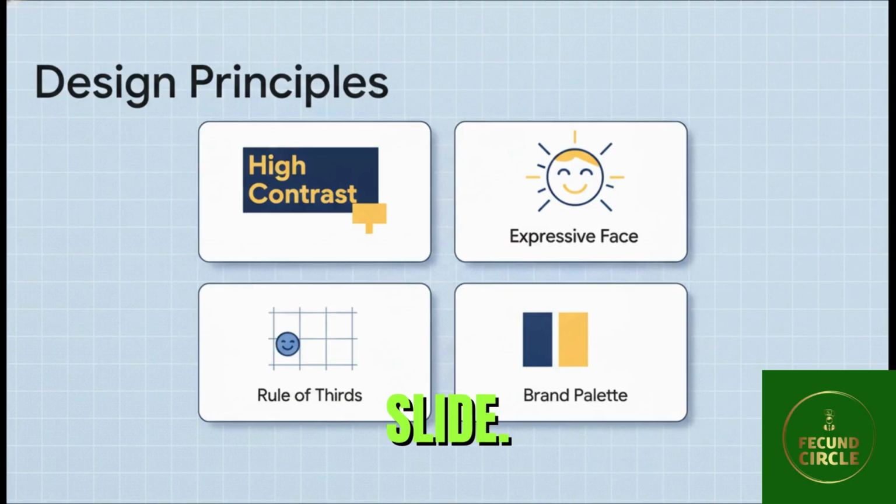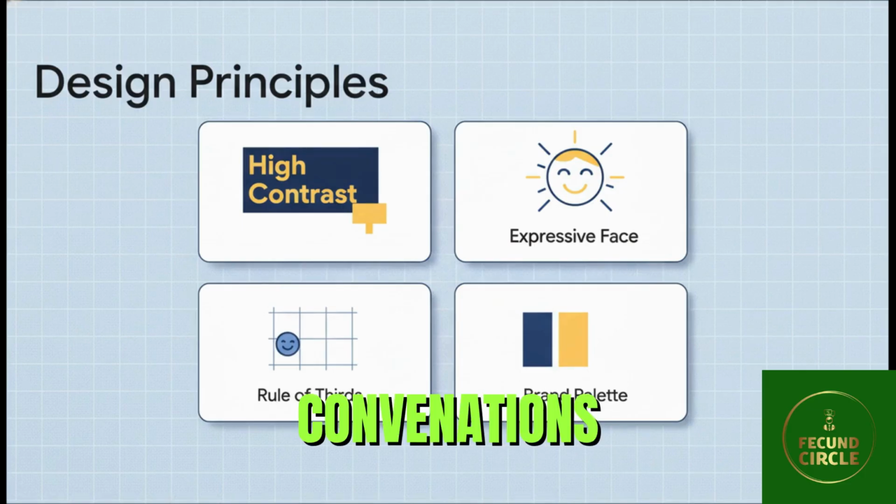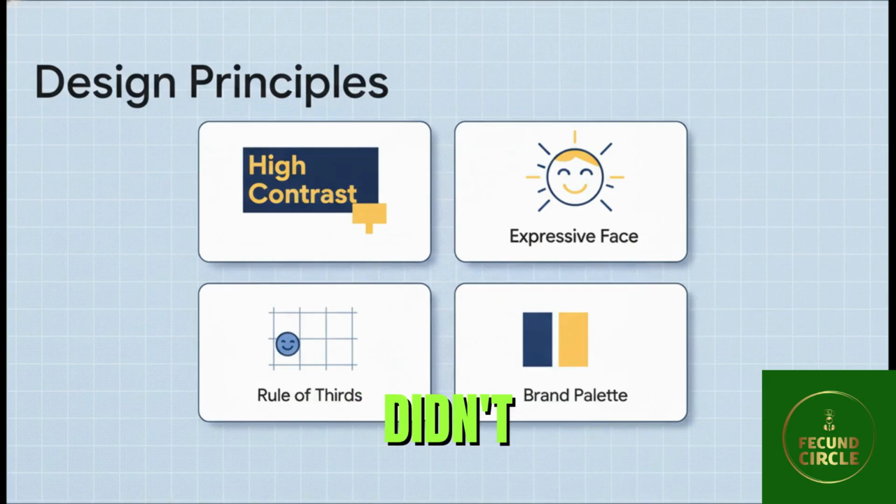Second, remember that an expressive human face always performs better. We're psychologically wired as humans to look for eye contact and emotion. It instantly builds trust. Third, use the rule of thirds formatting. Put the human face clearly on one side and the text on the other. And finally, maintain a consistent brand color palette across all your assets so your audience instantly recognizes your content in their feed.